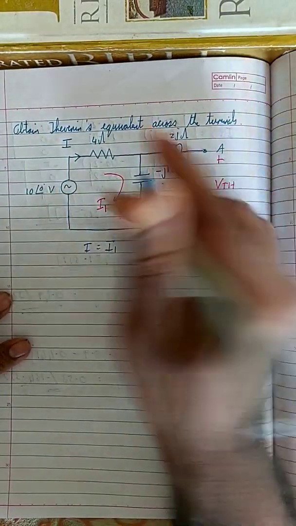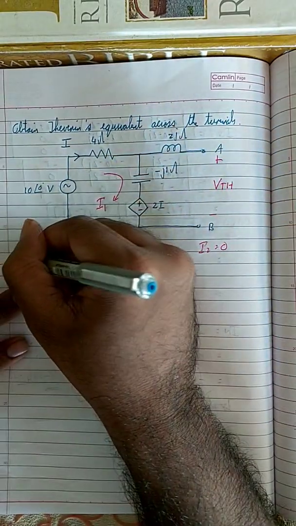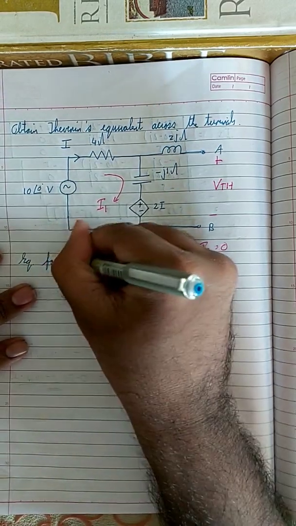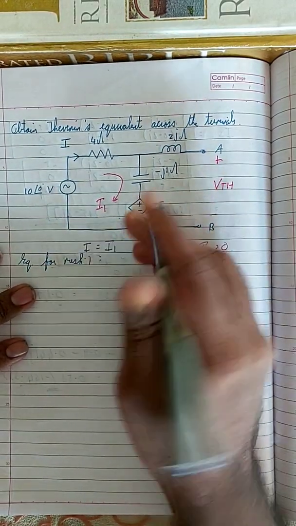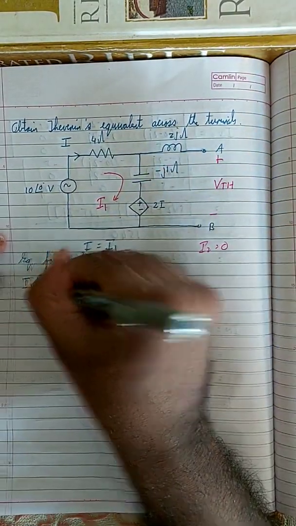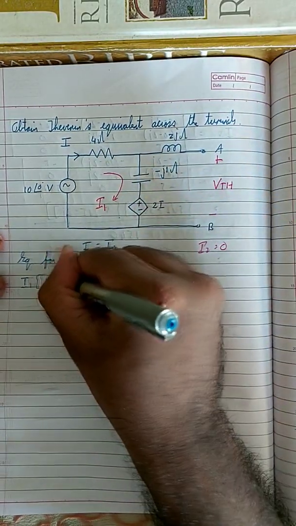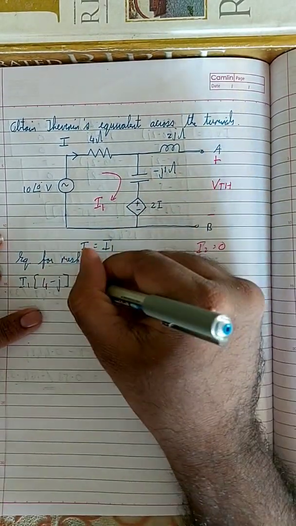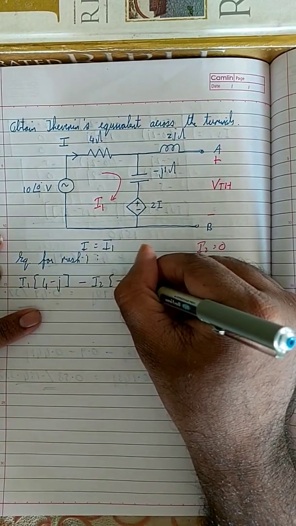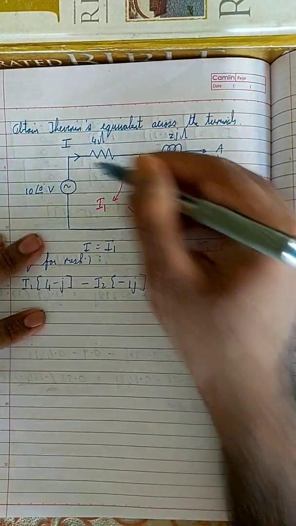First I'm going to apply the equation for I1, that is the equation for mesh 1. I1 is touching these two elements, so it is I1 into 4 minus j, minus I2 into minus 1j, is equal to, now what about the voltage source?